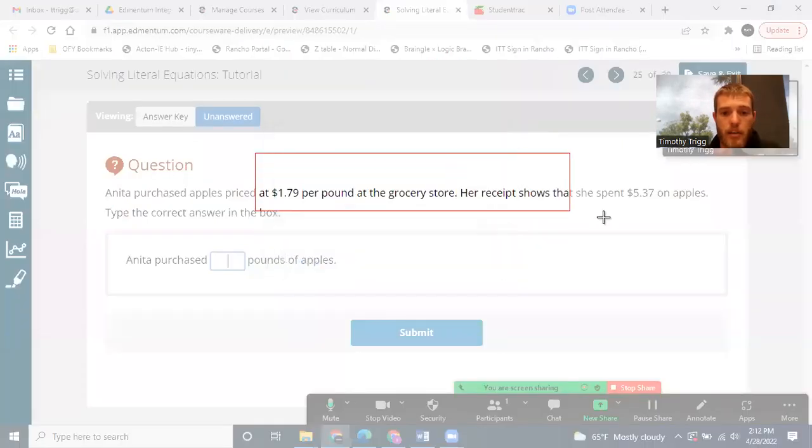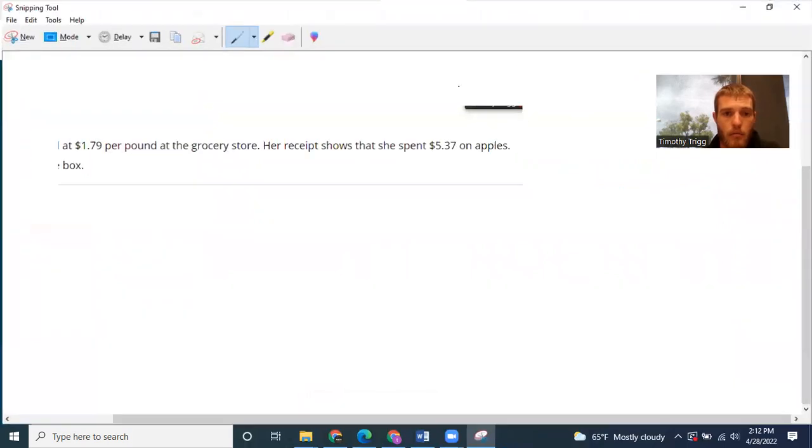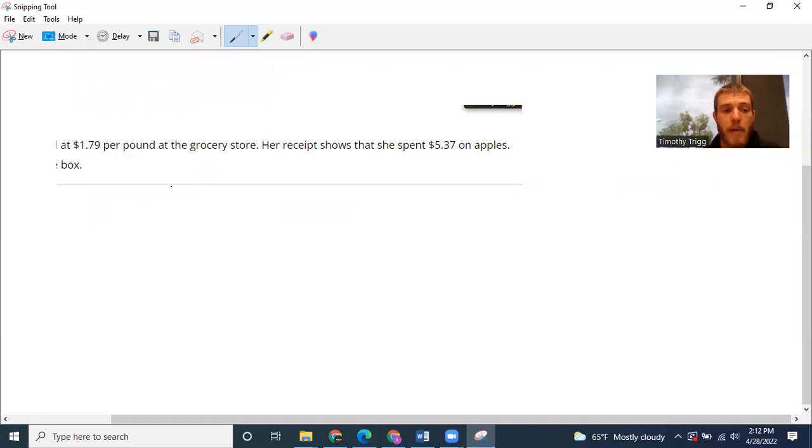What we want to do here is notice that it's $1.79 per pound. So it's $1.79 times the number of pounds. We're just going to put X for the number of pounds. And that'll give you your cost, which in our case was $5.37. Now our goal is to get X by itself. So we're going to go ahead and divide by $1.79 on both sides of the equation. Remember, we do it on both sides to keep it equal, giving us that X is 3 pounds. She purchased 3 pounds of apples.